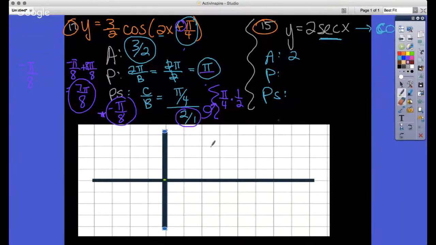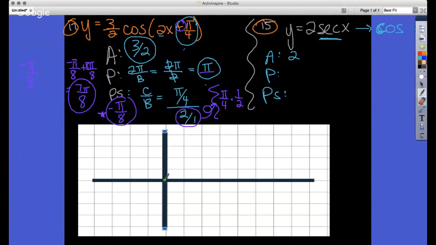All right, so what I'm saying is that my starting point will be here. And that's at negative pi over 8, okay? The end would be at 7 pi over 8, all right? So what we're going to do is I'll put it over here. That's fine. And that's 7 pi over 8.